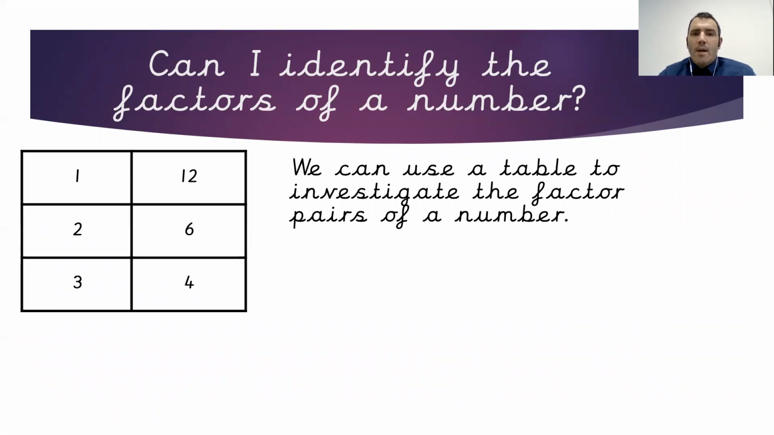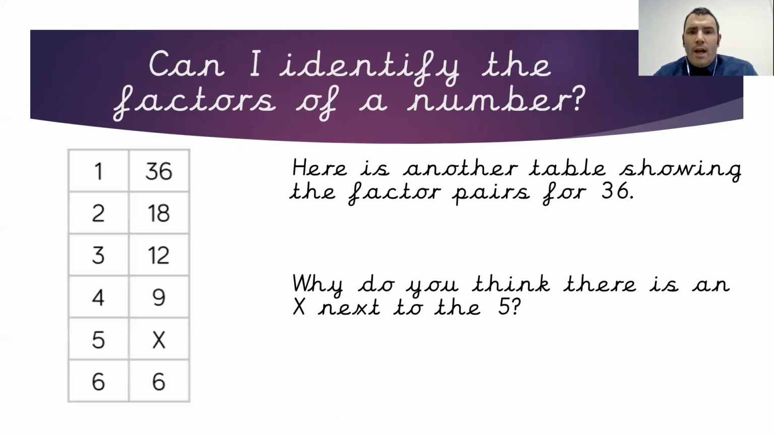So we can also use a table to investigate the factor pairs of a number. It just makes it a lot easier to have it all written down nice and neatly in a really easy to understand format. So here's another table showing the factor pairs for 36. Why do you think there is an X next to the 5? Pause the video here and have a think about it. There's an X next to the 5 because 5 is not a factor of 36. There's not an integer, so there's not a whole number I can multiply 5 by to get to 36.